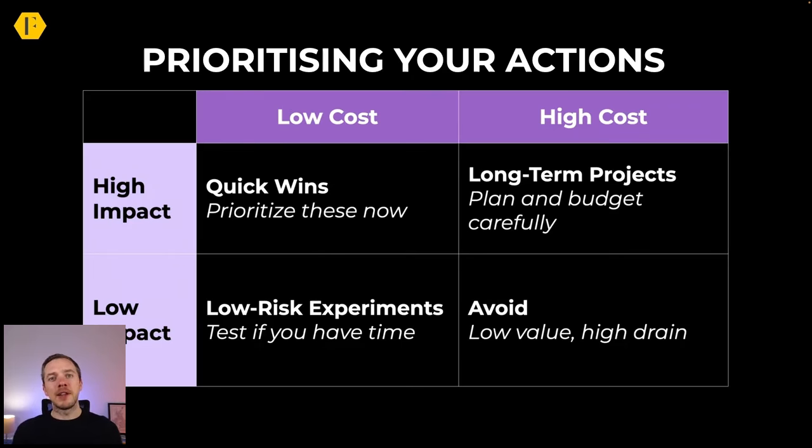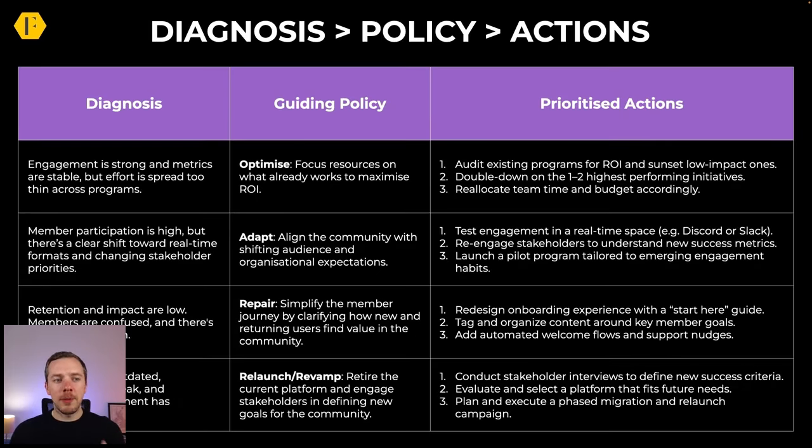And finally, we can bring this all together into a very simplified version of what a strategy might look like. We have a diagnosis of where the community is today, the policy that we're going to follow that guides all the actions we're doing, and then a prioritized list of actions, as you can see here. Again, this is a simplified version. In practice, there's a lot more complexity to this. But if you just get these 3 stages right, you'll be doing far better and you'll be far more certain that you're working on the right thing than most of the organizations out there today.